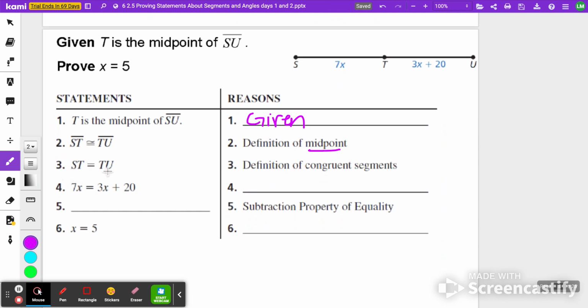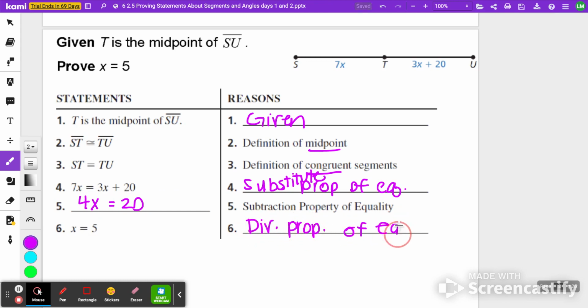If ST is equal to TU, that is the measurement, that's the definition of congruent segments. So that means 7x is equal to 3x plus 20. That is where we used our substitution property of equality. Okay, and maybe I should spell out substitution just so you don't think it's subtracting. Then we would do the subtraction property of equality by subtracting 3x from both sides. So you get 4x is equal to 20. And then how we get x is equal to 5 is we use the division property of equality. Okay.